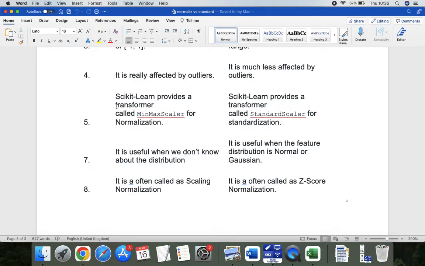Standardization is dependent on the mean, so it will be affected by the presence of outliers, but not to that degree as normalization, because normalization is taking into account the minimum and maximum values, while standardization is only taking the mean and standard deviation. So both of these processes will be affected, but normalization will be affected more.